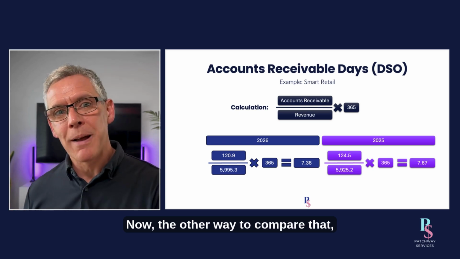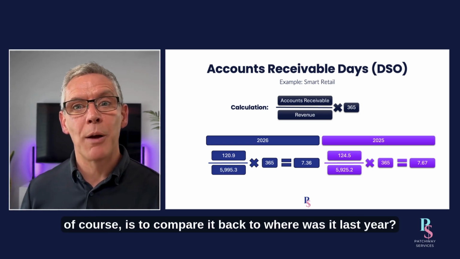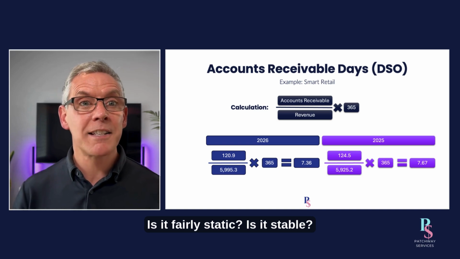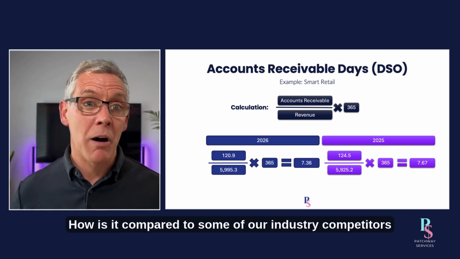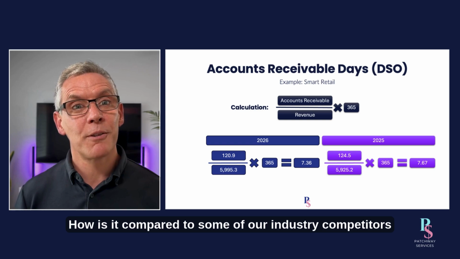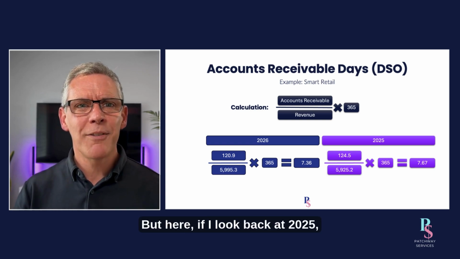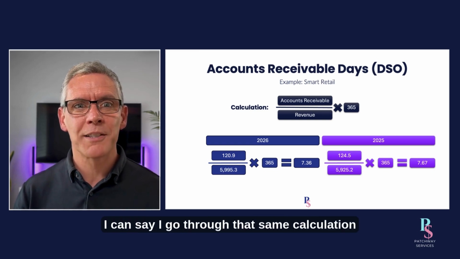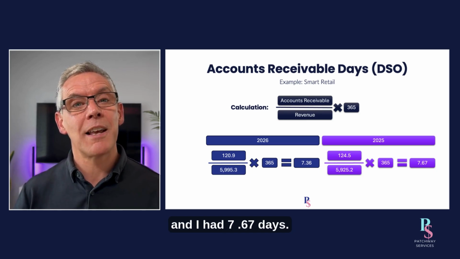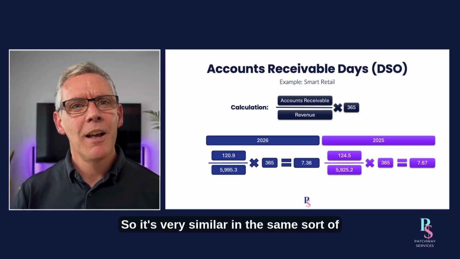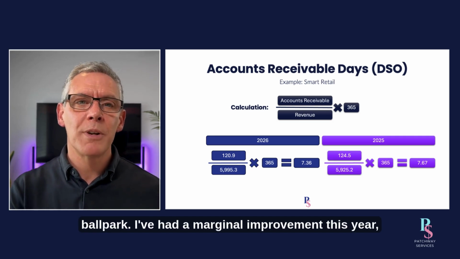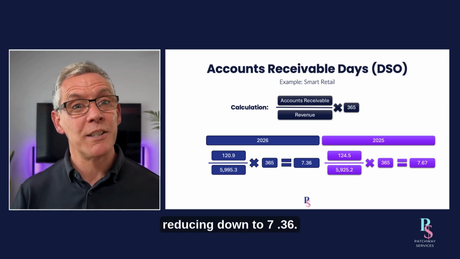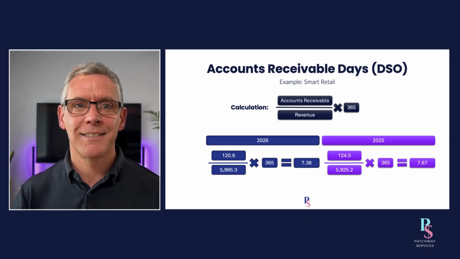Now, the other way to compare that, of course, is to compare it back to where it was last year. Is it fairly static? Is it stable? How is it compared to some of our industry competitors as well? But here, if I look back at 2025, I go through that same calculation and I had 7.67 days. So it's very similar, in the same sort of ballpark. I've had a marginal improvement this year, reducing down to 7.36.